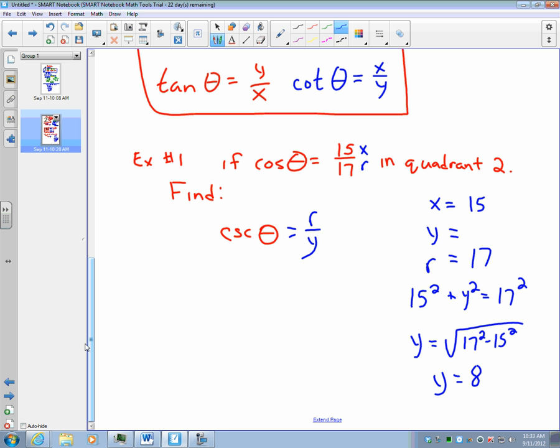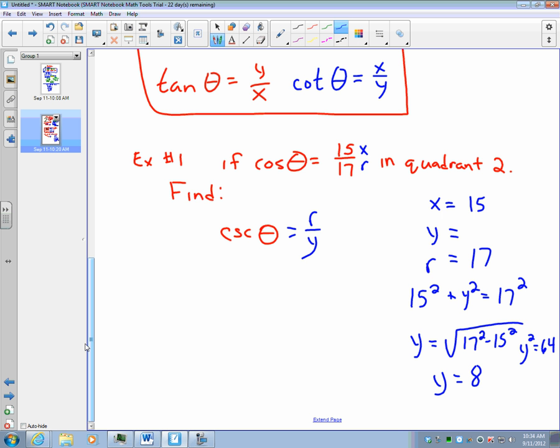Now, here's the thing you don't know. You don't know whether this 8 could be a positive 8 or a negative 8. Because technically you're solving for y squared equals 64. That means it could be positive 8 or negative 8. Does that make sense to you?